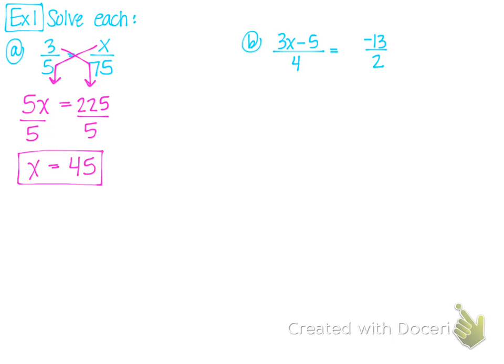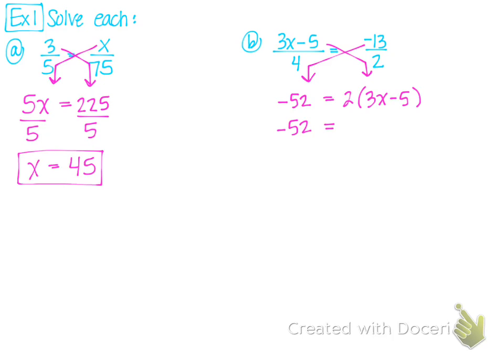Now let's look at B. B is just a little bit more complicated. We actually have algebraic expressions involved, and we got to remember some of our properties. So we're going to do cross multiplication again. We have negative 13 times 4. And negative 13 times 4 is negative 52. And this, we got to be really careful. We've got 2 times the quantity 3x minus 5. Don't just multiply 3x.